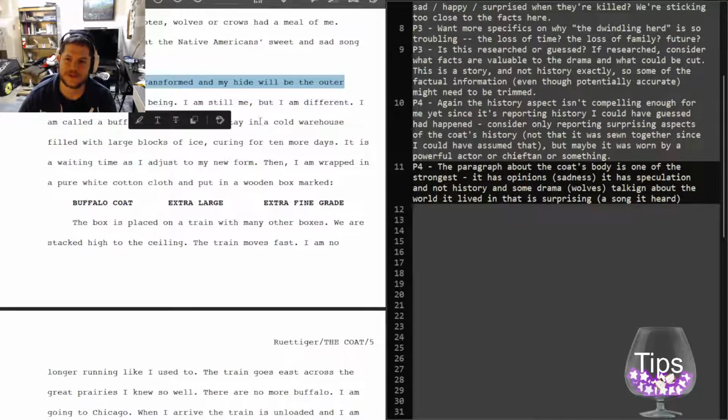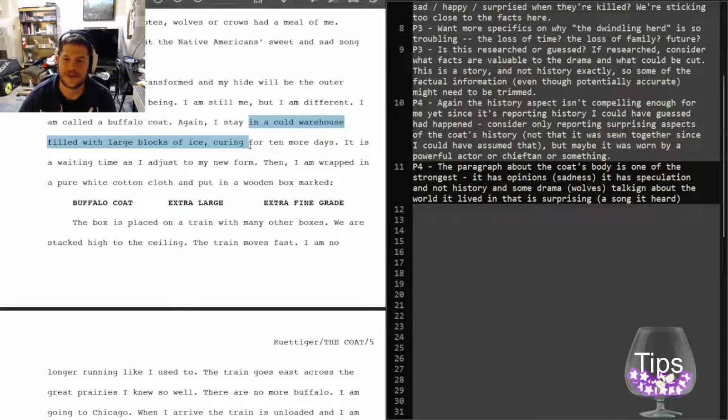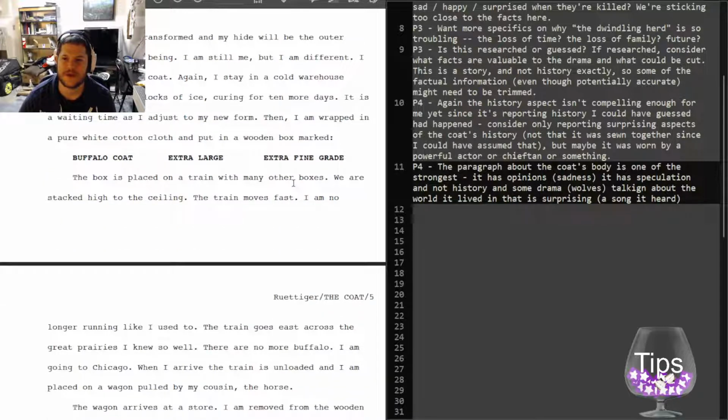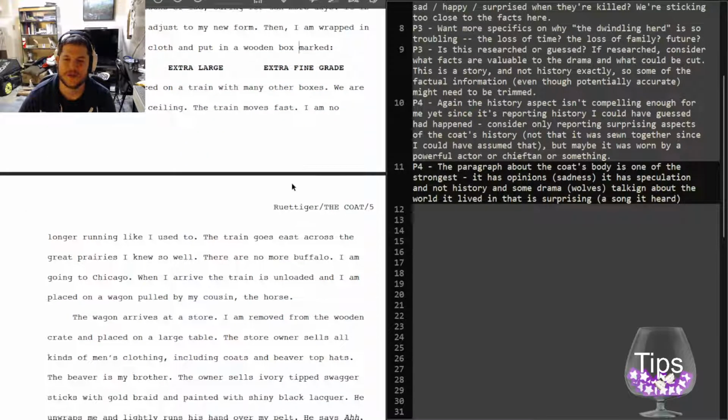Totally transformed, my hide will be an outer covering of a human being. I'm still me, but I'm different. I'm called a buffalo coat. And I stay in a cold warehouse, curing for more than 10 days. It's waiting time as I adjust to my new form. Then I'm wrapped in pure white cloth. Buffalo coat, extra large, extra fine grade. You're stacked high to the ceiling.